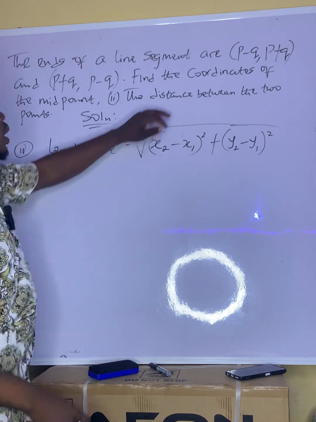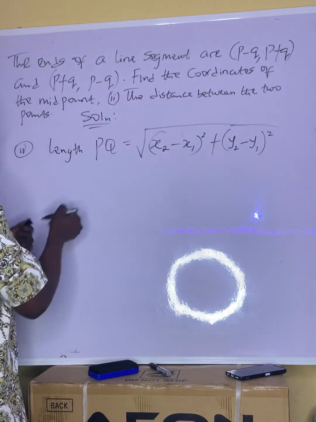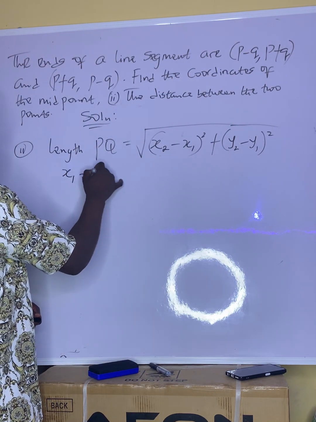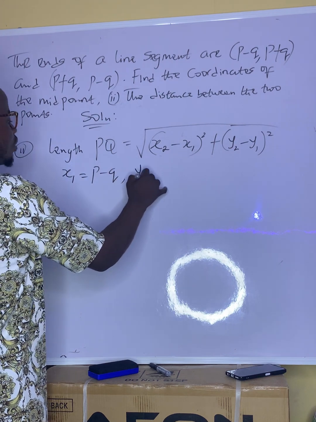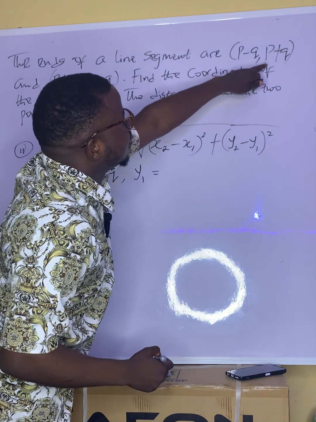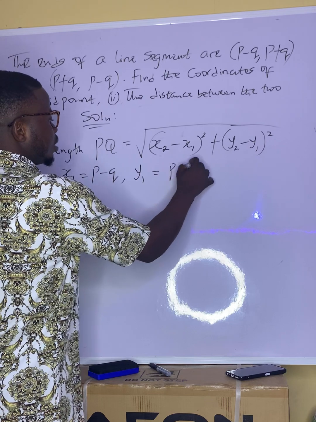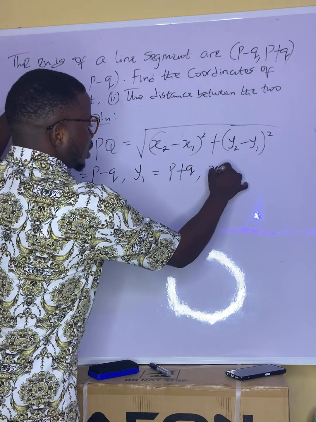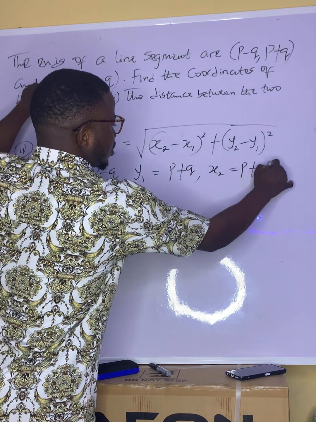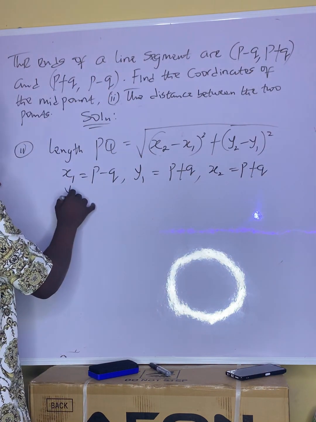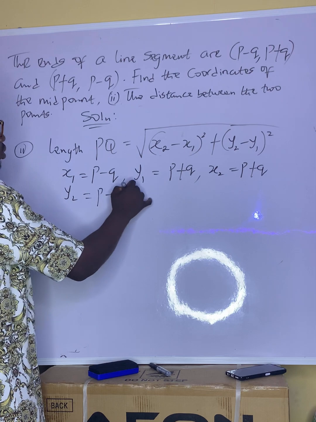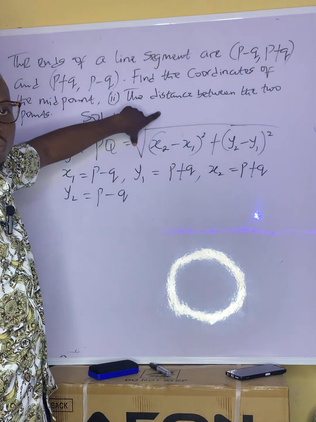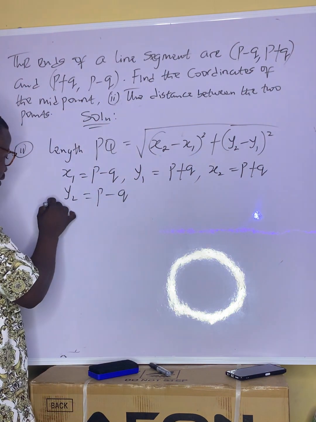Now the value of our x1, that's the first point that we have there. So x1 is equal to P minus Q. y1 is equal to, we'll go to the first coordinate, the first point, that's P plus Q, that's the value of y1. Now to get the value of x2, x2 is equal to P plus Q. Don't forget, the value of y2 is equal to P minus Q. So just substitute directly into this particular formula.